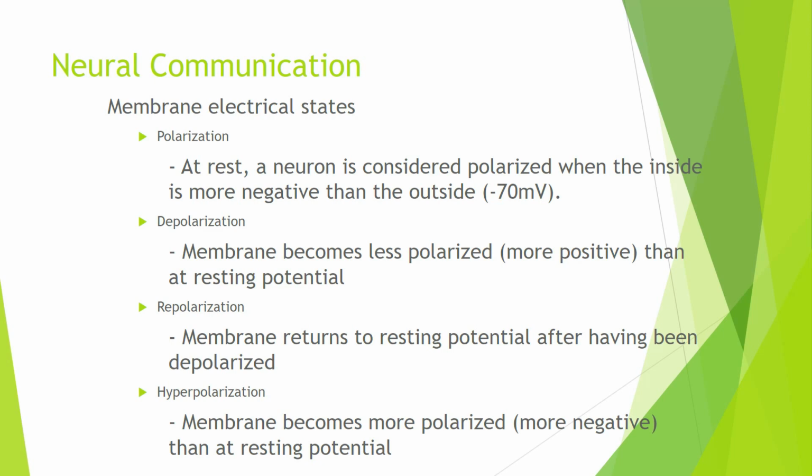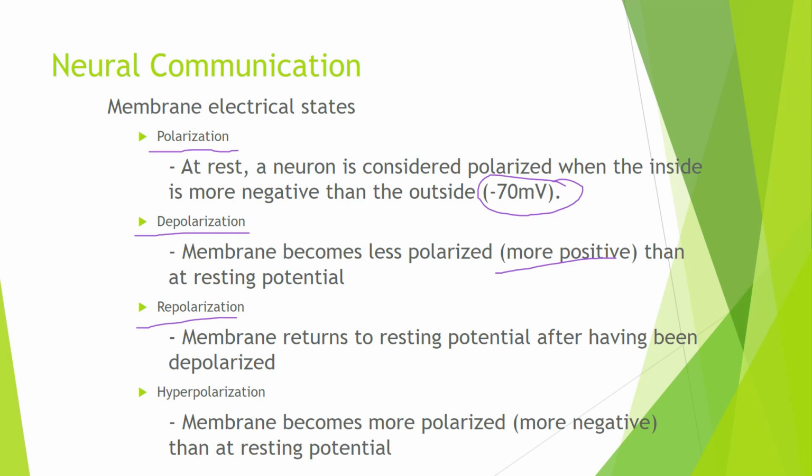membrane. So the first is, what is polarization? At rest, a neuron is considered to be polarized because it has a more negative charge as compared to its outside. And so this is at negative 70 millivolts. Depolarization now occurs when the membrane is less polarized, so it becomes more positive than at rest. This could be anywhere from negative 69 all the way to like positive 100. So it's become less polarized, becoming more positive as compared to rest.